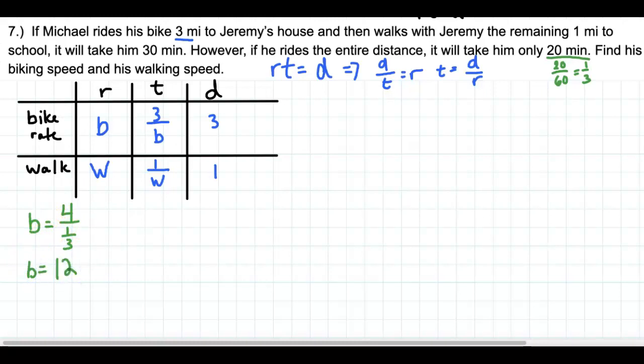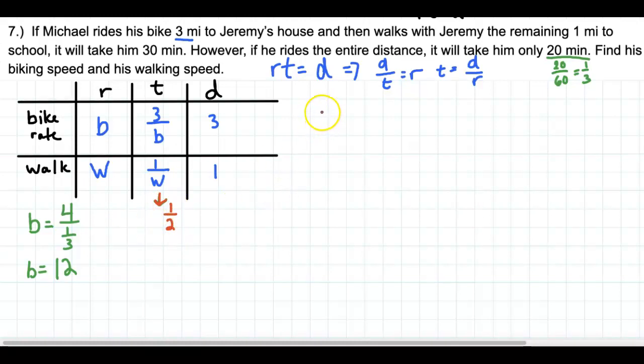All right. But for the walk rate, what we have here is the total time. We know that total time. The total amount of time, if we add up the time on the bike and the time walking, it took 30 minutes, which is a half of an hour. So let me set up that equation over here.